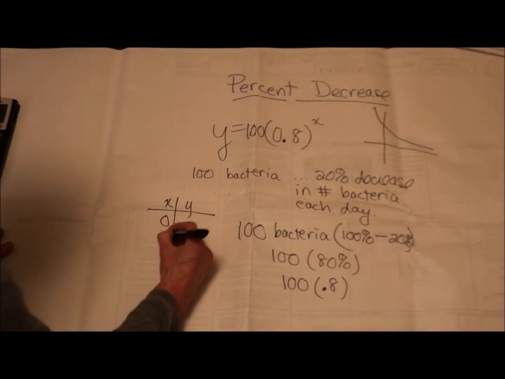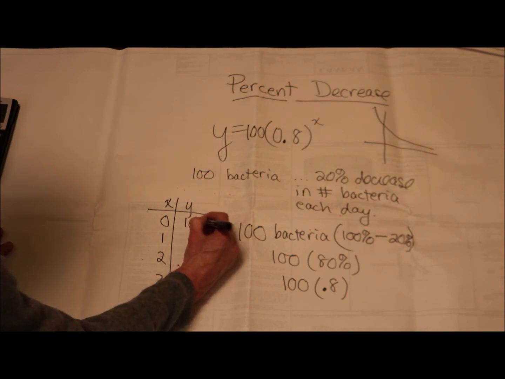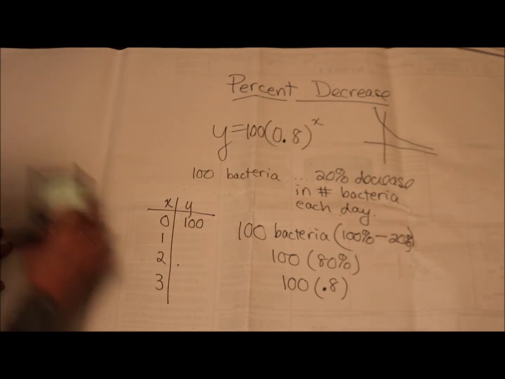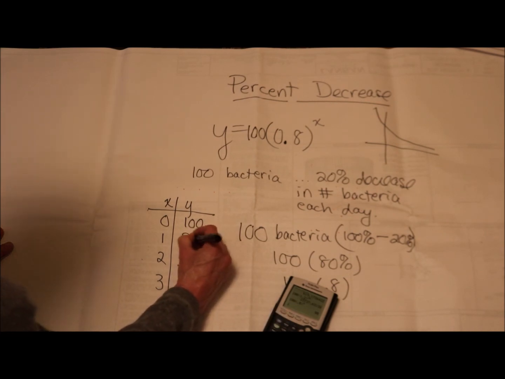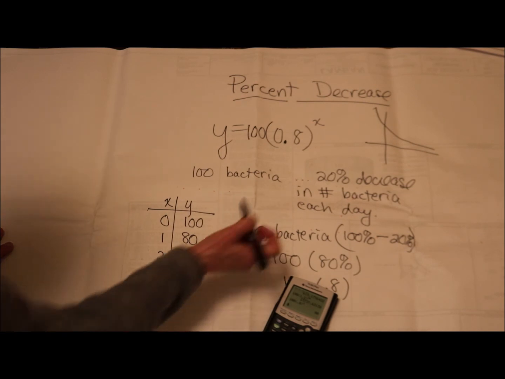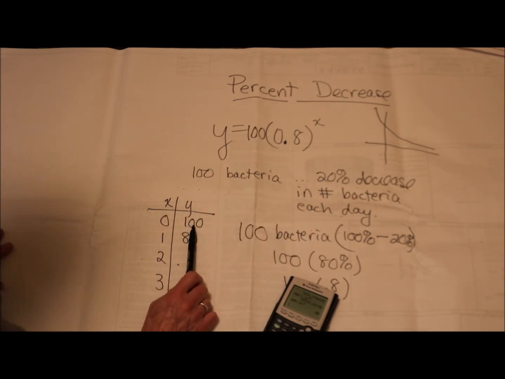So let's say day 0, day 1, day 2, day 3. Day 0, I know that I have 100 bacteria. Day 1, I'm just going to put a 1 in for my exponent. So it's going to be 100 times 0.8, the little caret to the 1. Oh, I guess I didn't need to do a caret. I could have just done 100 times 0.8. Or you could have done that in your head and thought 20%, well, since I'm starting at 100, 20% of 100 is 20, so I'm losing 20 bacteria.